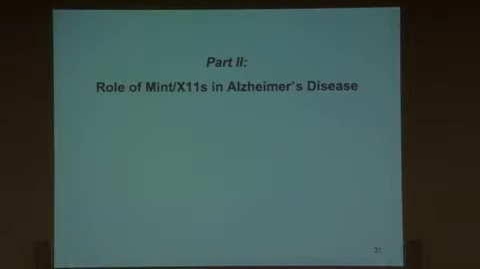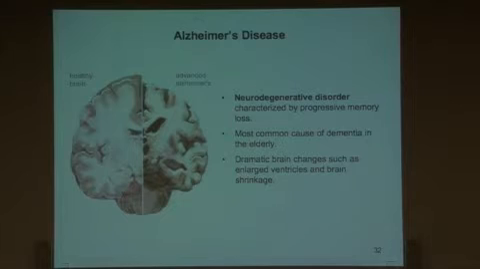years in my laboratory. So the second part that I want to introduce is the role of MINT proteins in association with Alzheimer's disease. And so Alzheimer's disease, as most of you know, is a neurodegenerative disorder. Right now, there's about 35 million people that are afflicted with Alzheimer's disease in the world. It's characterized by progressive memory loss and other cognitive functions. It's the most common cause of dementia in the elderly, and the 2 most vulnerable factors are age and genetics.